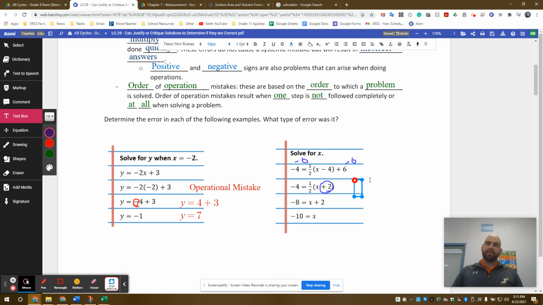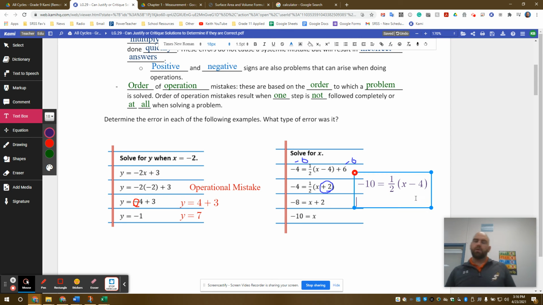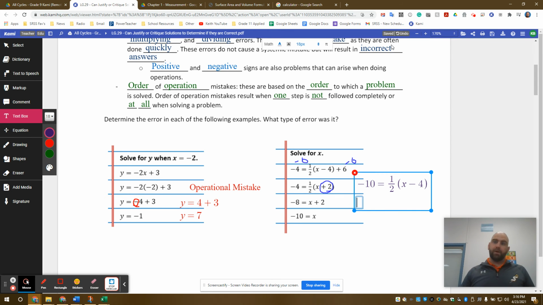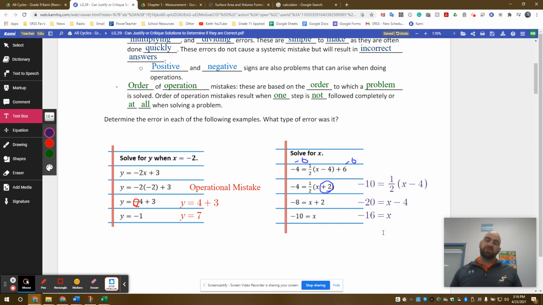Okay. When we subtract 6 from both sides, what we should have gotten was negative 10 is equal to 1/2 x minus 4. And that should stay as x minus 4. Okay. Then now we multiply by 2. So that part I did correctly. That's going to be negative 20 is equal to x minus 4. Then we add 4 to both sides, and we get negative 16 is equal to x. Difference of 6 this time. Was that the same? Maybe, maybe not.